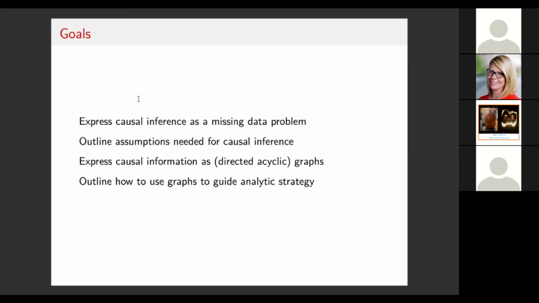So as I said, the agenda is first to express causal inference as a missing data problem. That's the potential outcomes framework. Give an idea of what are the assumptions that are needed for causal inference. Express causal information as graphs, and then see how we can use those graphs to guide our analytic strategy.